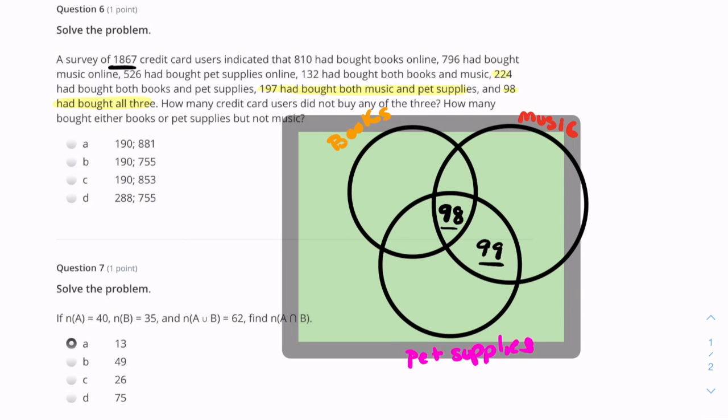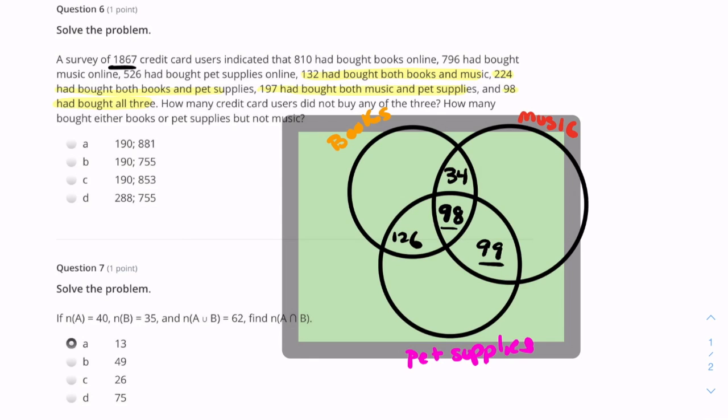Likewise, going in reverse, 224 had bought both books and pet supplies. So we already have 98 counted for. So if I did 224 minus 98, I get 126. And then the last overlap piece, we have 132 bought both music and books. So 132 minus 98 gives me 34. So that carries over all of the overlap.